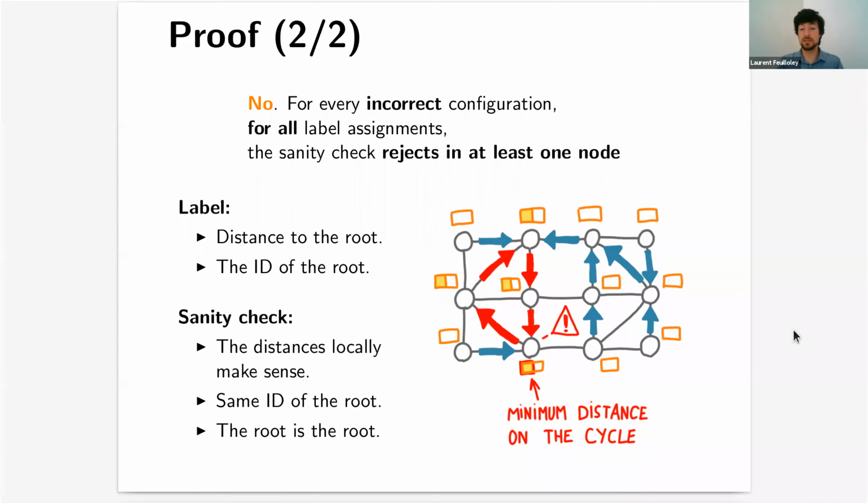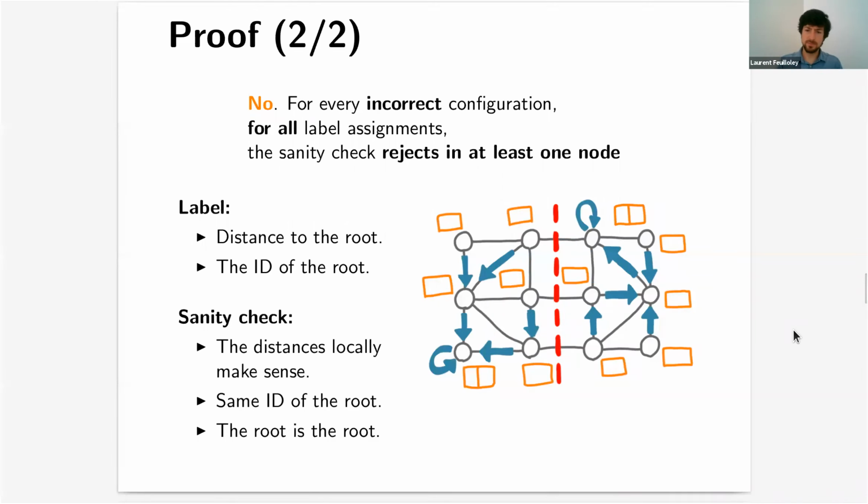And now a second configuration that is incorrect is, for example, here, when you have two trees. So everything is fine except that you have two trees, not just one.